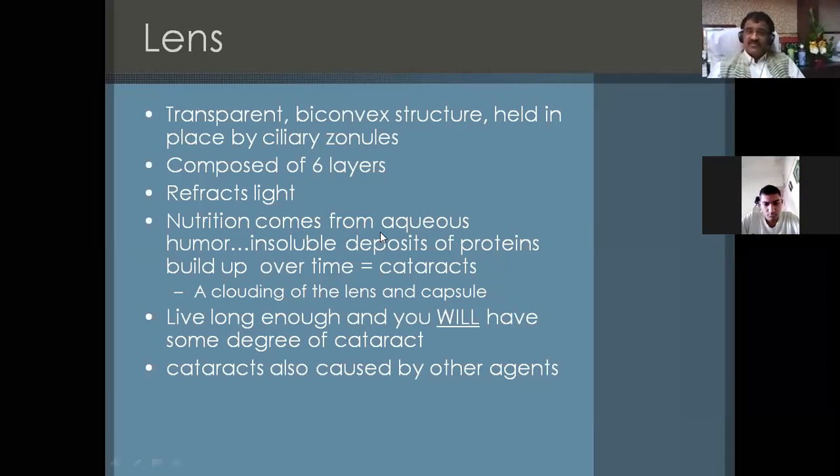Nutrition to the lens comes from the aqueous humor because it is immersed in that. Insoluble deposits of proteins build up over time, which causes cataract. Cataract हा मोतीबिंदू आहे आणि हा मोतीबिंदू म्हणजे त्या लेन्सवरती थर चढतो.